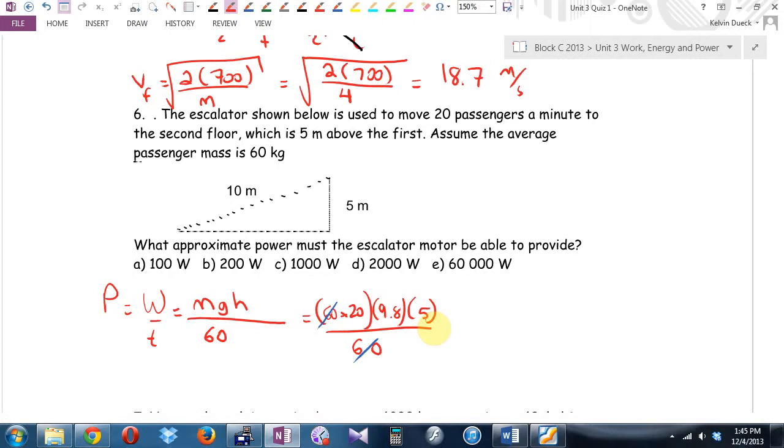So, you know what? The 60 cancels. It's going to be 20 times 5, which is 100 times 9.8. I think it's going to be 980 watts of power. Oh, you know what? 1,000 watts, I guess, is the closest answer here, yes? So for this escalator to run, the electric motor would have to be at least a 1,000-watt motor.